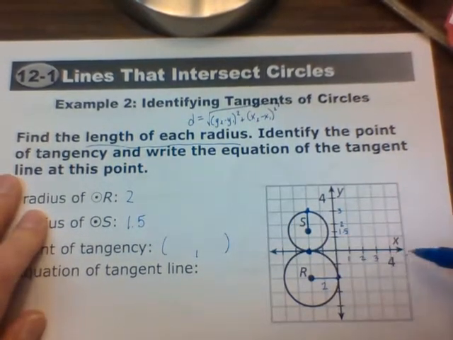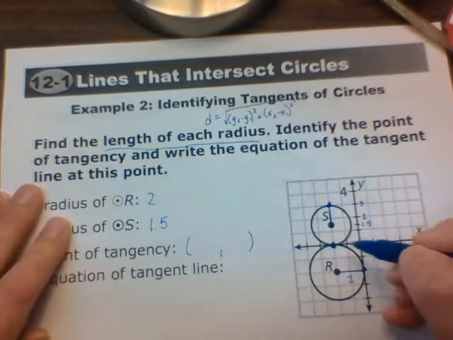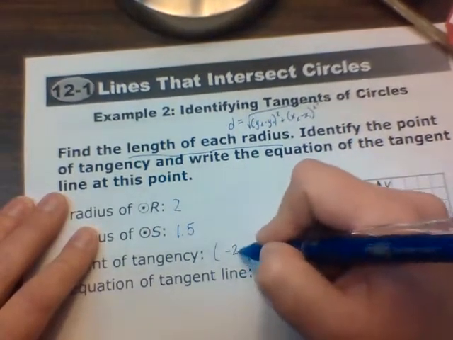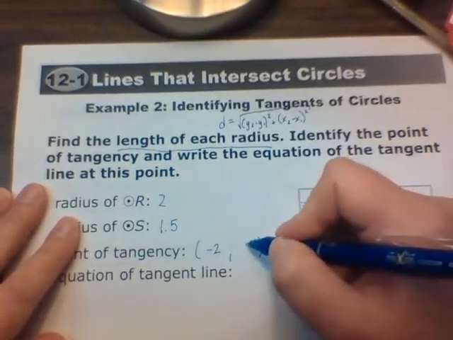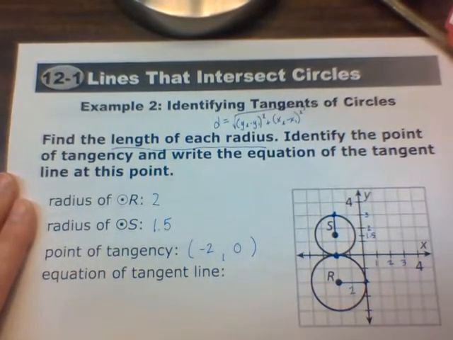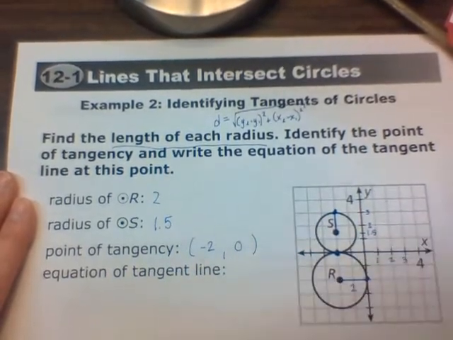So double check, especially since it's on an axis, that we're going left or right first. So left 2, which means -2, and then up or down none. So -2, 0 is the point of tangency. Then they want the equation of the tangent line.